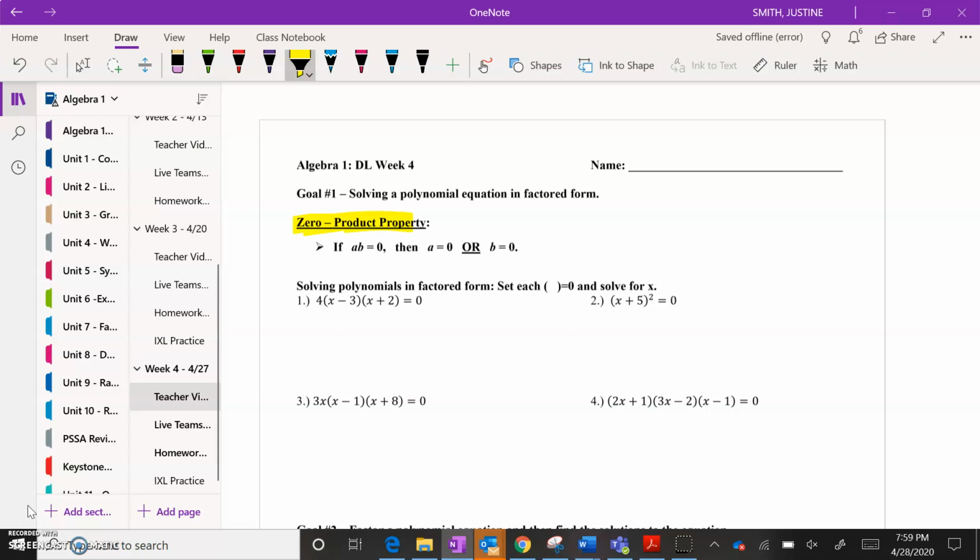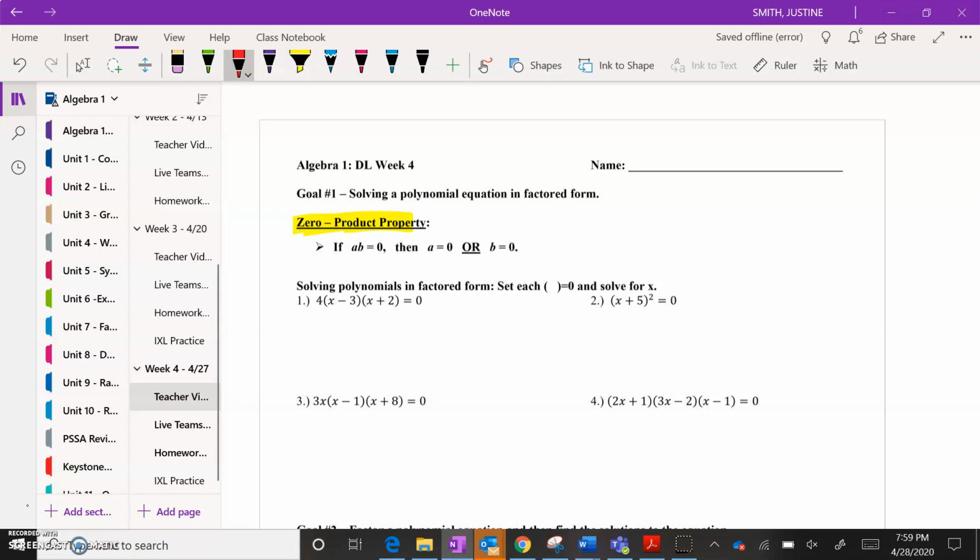So the zero product property basically says if A times B is equal to 0, then either A has to be 0 or B has to be 0. Okay, so if we're solving polynomials in factored form, the way that you want to do that is you basically set each set of parentheses equal to 0, and then you solve for x.